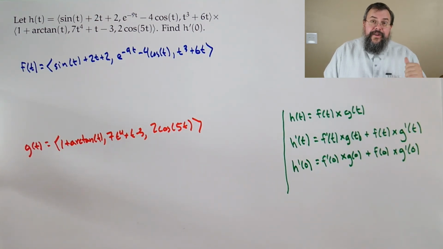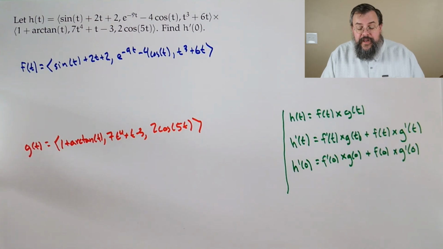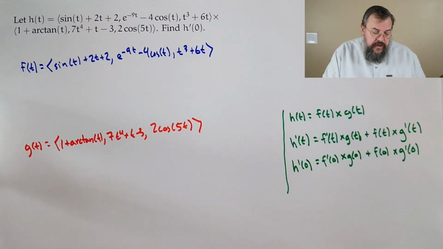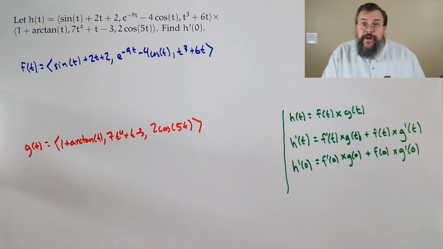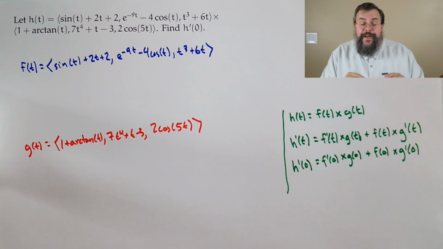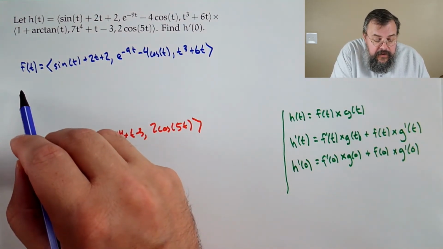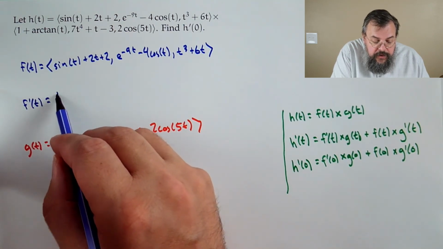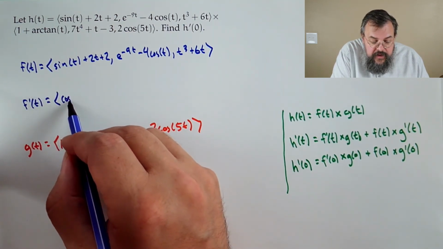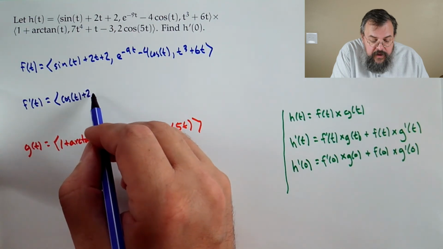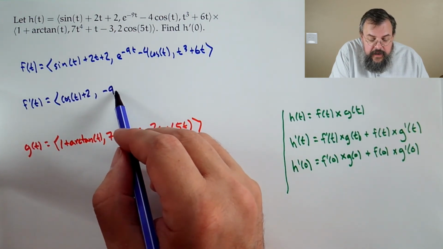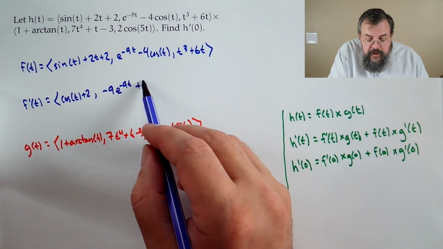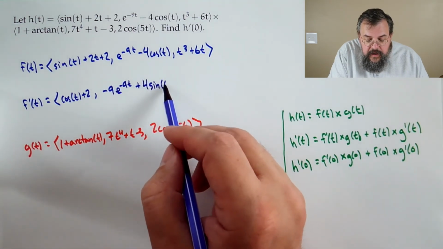So let's step back to our functions. We will have to take derivatives of them both. That's unavoidable. But let's not do anything with the cross products just yet. Okay, so what is f prime of t? Well, we go through term by term. Cosine t plus 2, comma, minus 9 e to the minus 9t. Then it'll be plus 4 sine t.